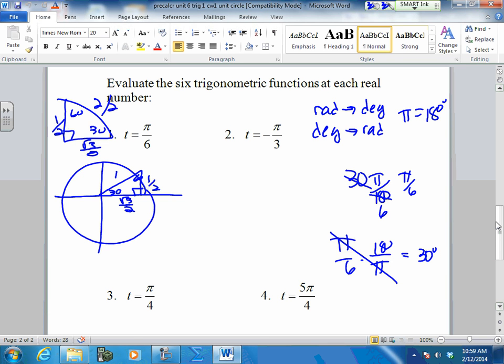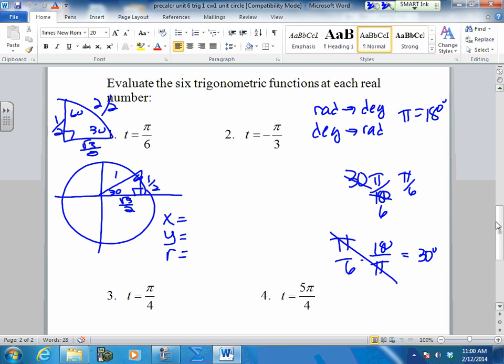The radius of a unit circle? Yeah, of course. Well, yeah, because I want you to see it going around the circle. Now, this is how we do this. This is Moore's way.